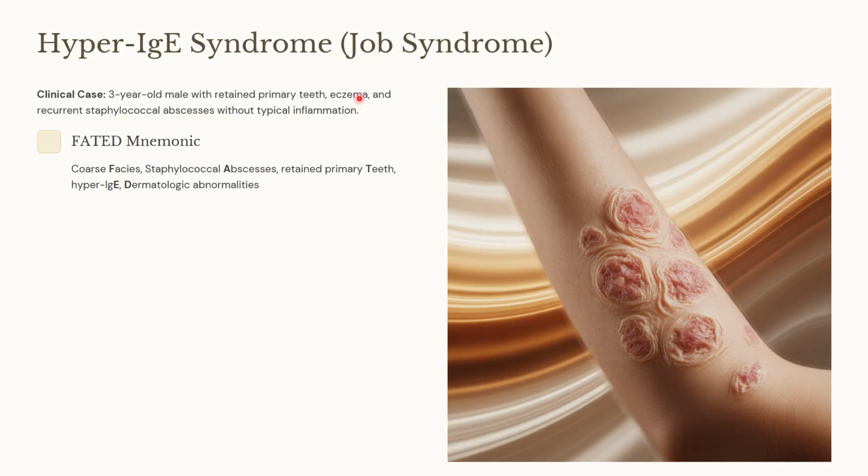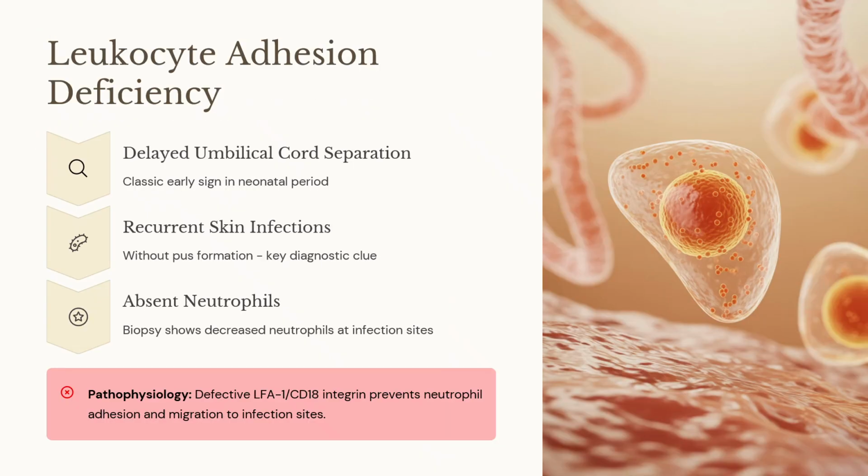Like eczema. In the clinical presentation, the vignette can give you details like a 3-year-old male with retained primary teeth, eczema, and recurrent staphylococcal abscess without typical inflammation. So this points towards Job syndrome or hyper IgE syndrome.